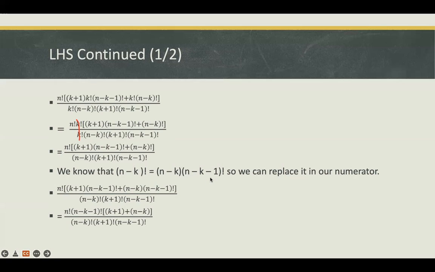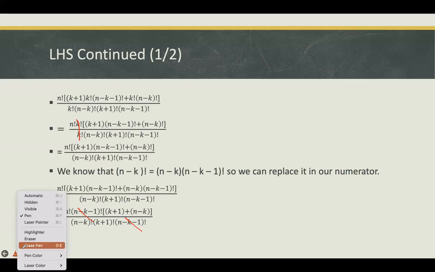Knowing that we have two (n − k − 1)! terms in the numerator, we can just factor those out. And we're essentially left with n! times (n − k − 1)!, and then in the brackets, we're left with (k + 1) + (n − k), as we can see. Now, very simple. Since we have our (n − k − 1)! here and another (n − k − 1)! here, the same thing that we did to our k!, this little guy can disappear. So this fellow disappears, and this fellow disappears. Sayonara, baby, they are gone.